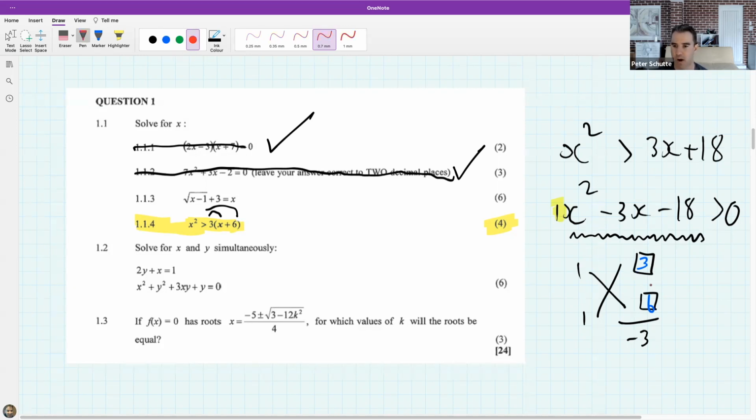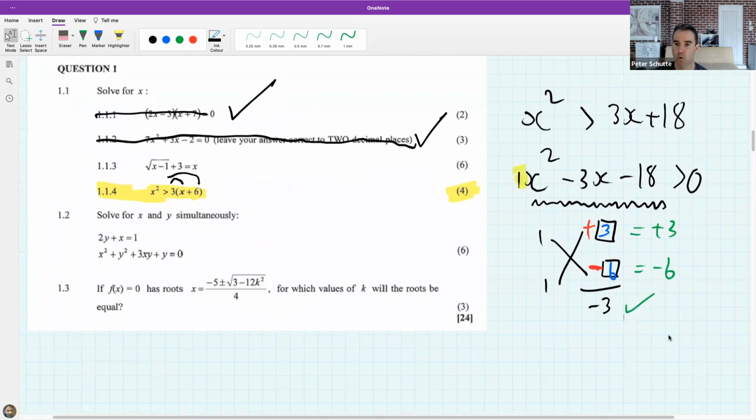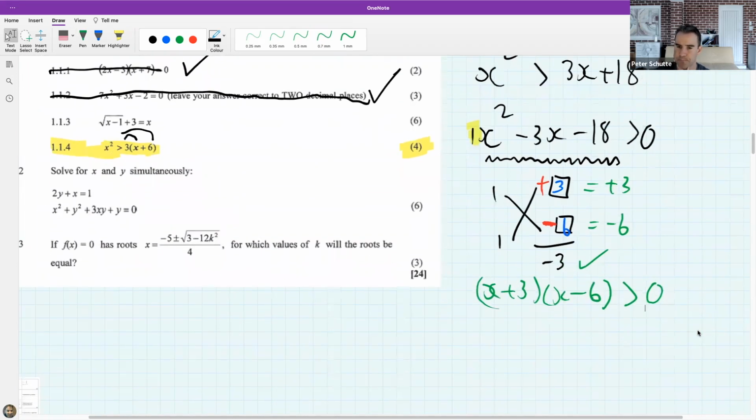So I'm going to go 1 times, because I want to end up with a negative, I'm going to make this a negative because it's the bigger one, and I'm going to make this a positive. So 1 times -6 is -6, 1 times +3 is +3, and together that does give me that value. Now that was a very, very quick sort of explanation. You probably need to look at that a couple of times or go through that method, but you should get (x + 3)(x - 6) > 0 as the inequality.